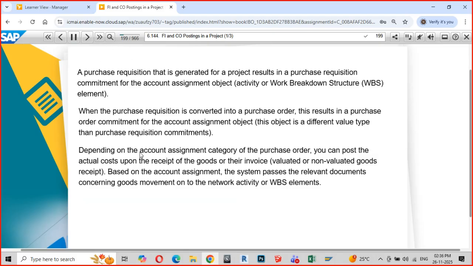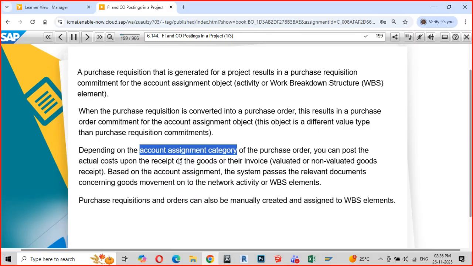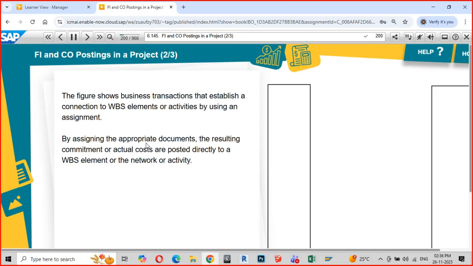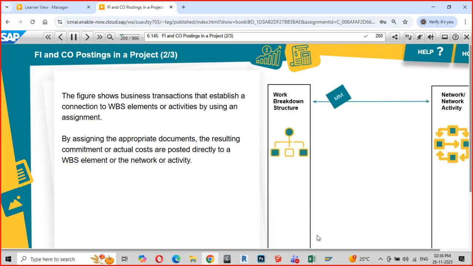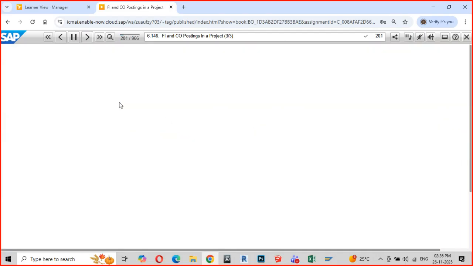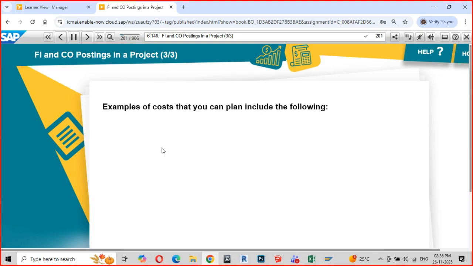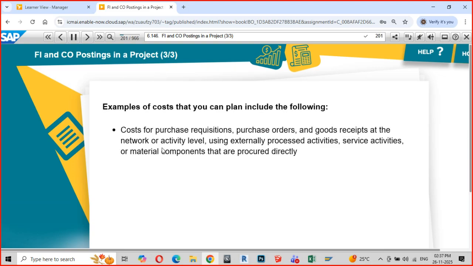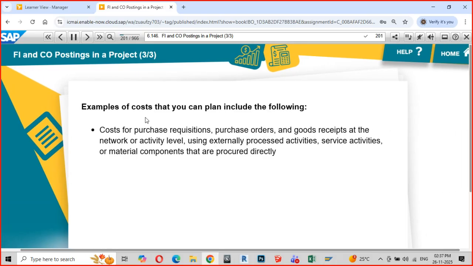What is this account assignment category in your PO? You remember whenever I was purchasing an asset, I gave A. That is your account assignment category. He has given you a few examples. Please read it.